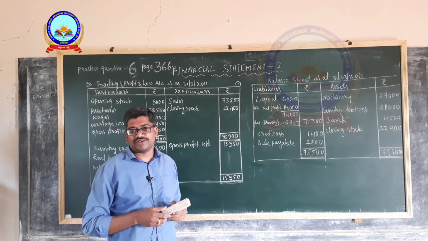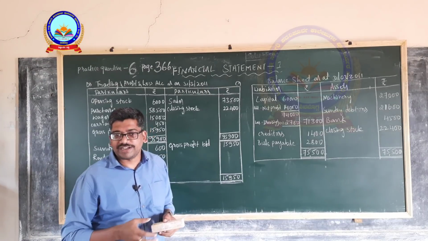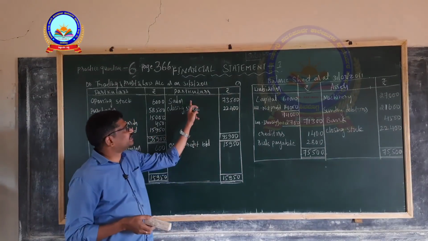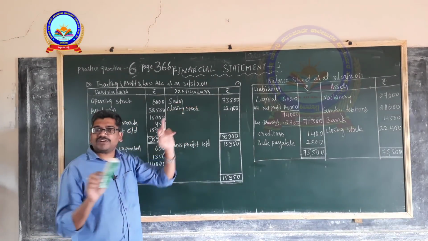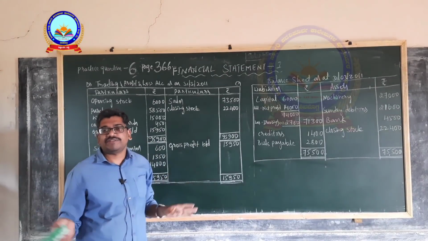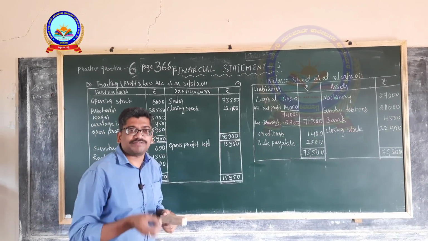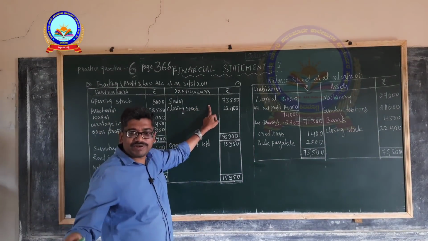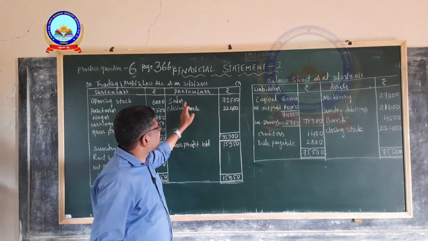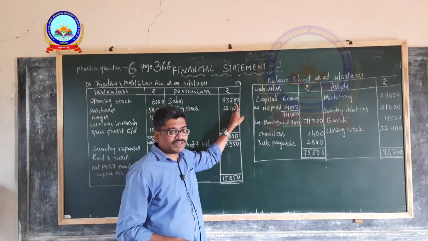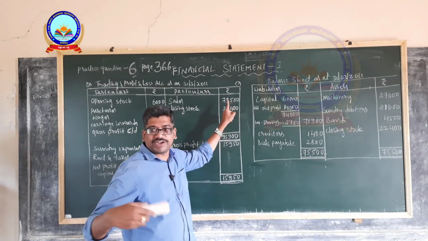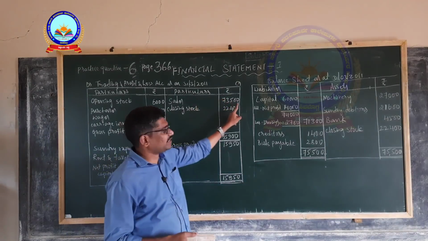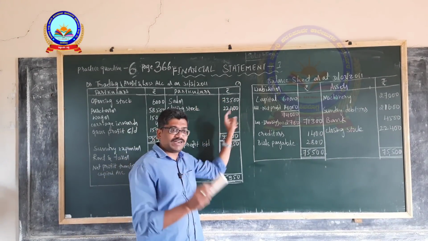Now you come to the credit side of a trading account. What to record on the credit side is, first, sales. In this problem there are no returns, therefore there is no need to subtract returns either from the purchases or from the sales. Directly the amount given in the trial balance, you write sales rupees 73,500. Are you getting me? Yes, okay, 73,500 you write on the credit side.